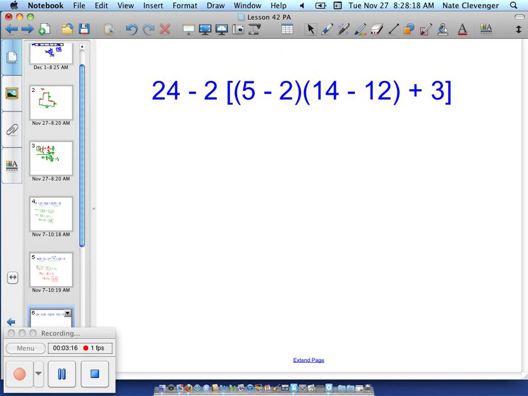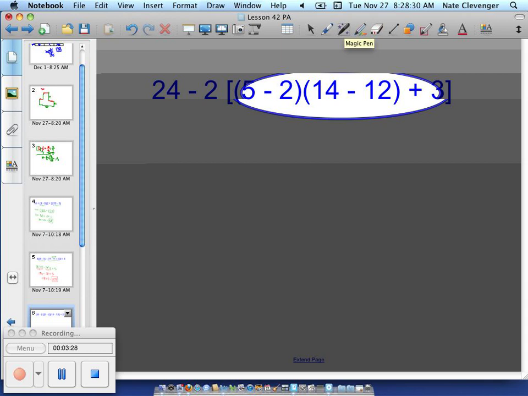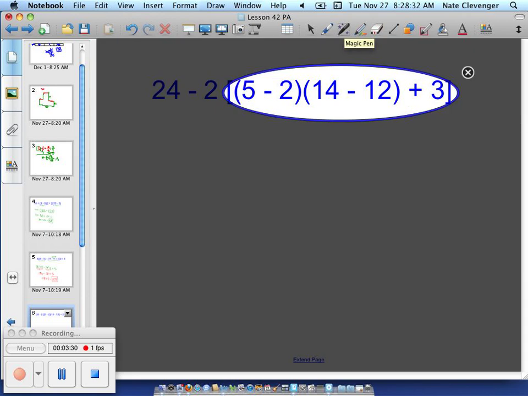Now here we have multiple parts. Here's our big symbol of inclusion, our bracket. It's kind of the smaller one. Our first set of symbols of inclusion is our parentheses. And then it gets a little bigger, we use those brackets. And if we needed to go even bigger, it'd be the braces.